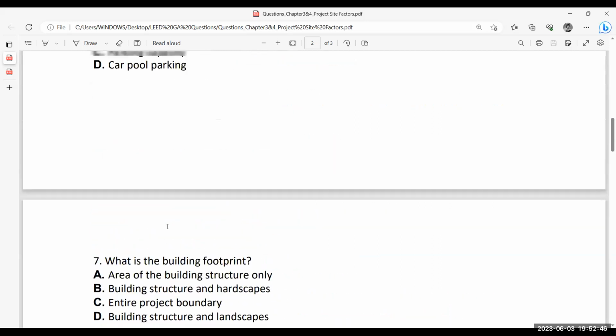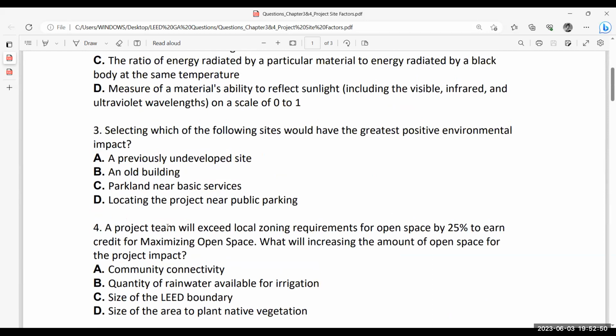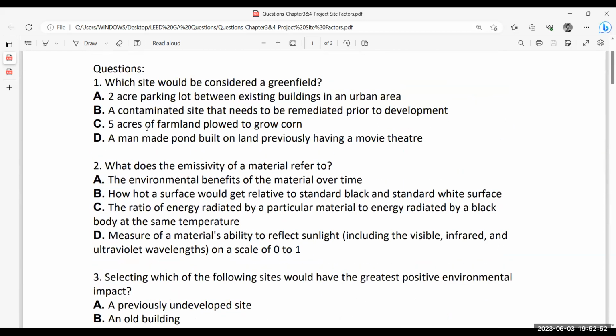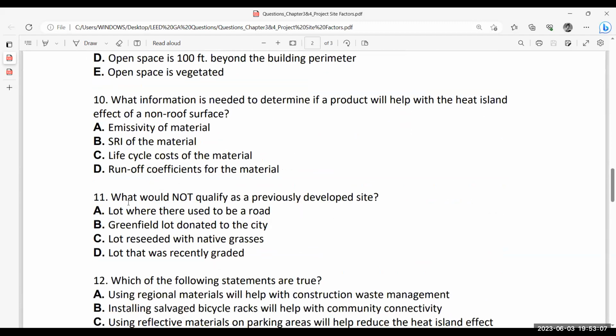Again, I think we had a very similar question before. So we saw a very similar question in the first one. Which site could be considered a greenfield? Over here, the answer was 5 acres of farmland that was plowed to grow corn, right? So again, over here, we looked at a farmland. In question number 11, it's a very similar question. Over here, it's the greenfield that is donated to the city.